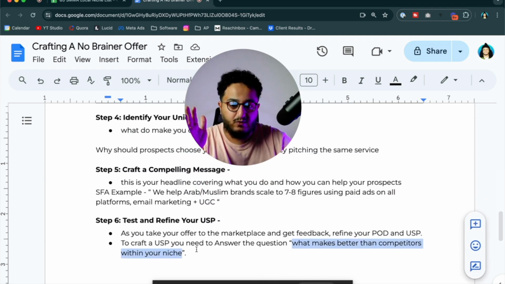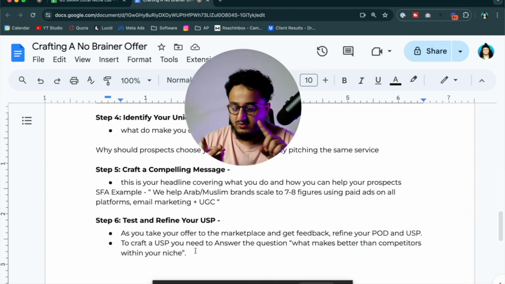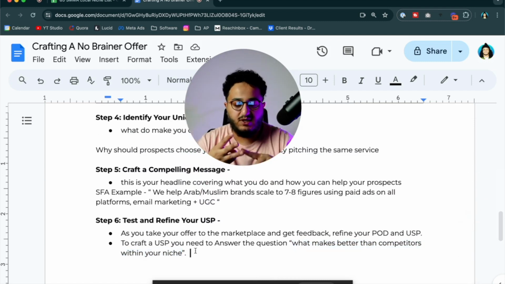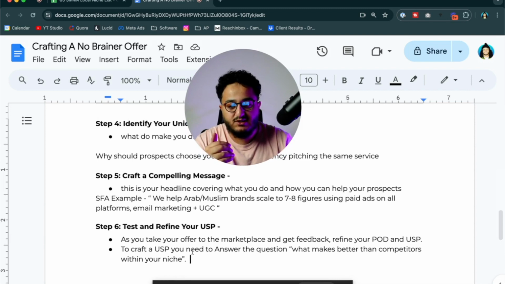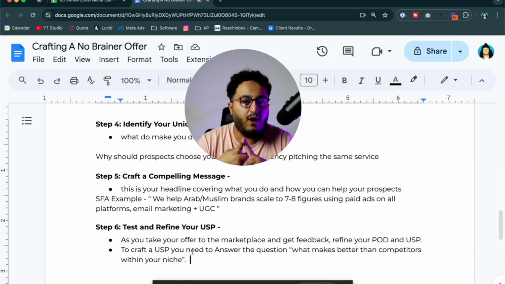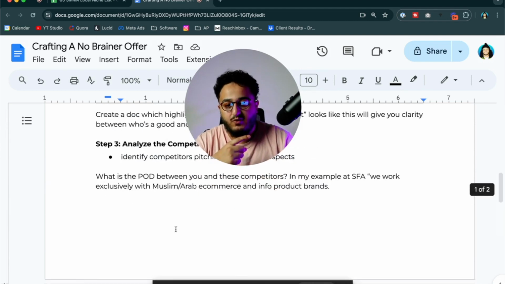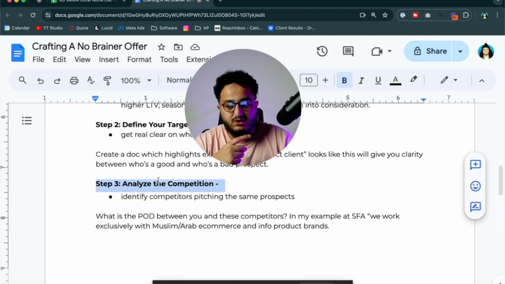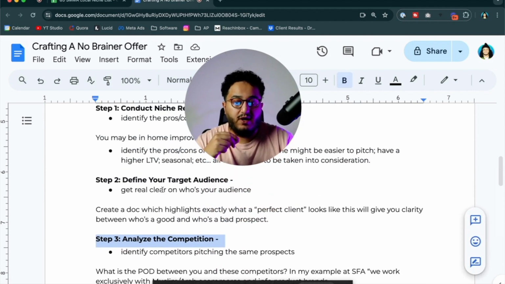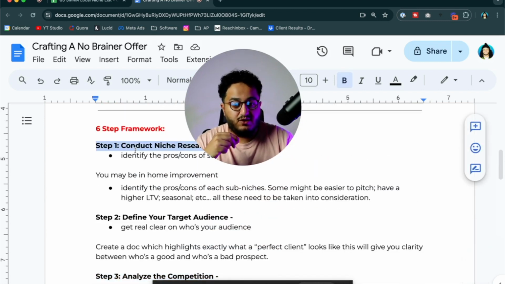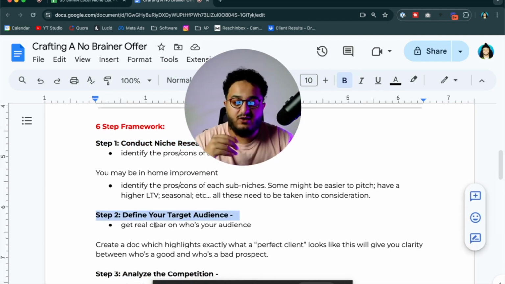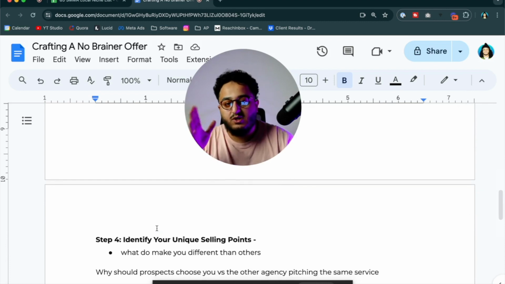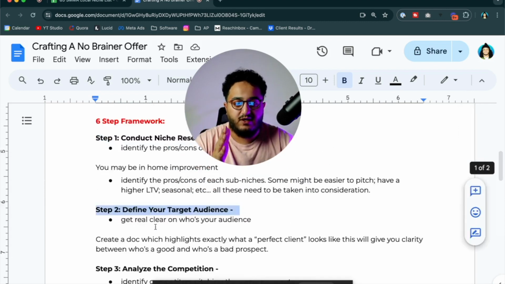As you can see here, we didn't talk about how much to charge. We didn't talk about what services to offer. We didn't, because all of these things are irrelevant. What you need to do is the actual back end. You need to understand all of these 6 points. And then from here, you're going to know how much to charge, because guess what? You would have already analyzed your competition. You're going to know exactly who you're going to help because you would have already done your niche research. You're going to know exactly who your audience is because you're going to define your target audience, right? So you need to do these 6 steps in order to craft a no-brainer offer.